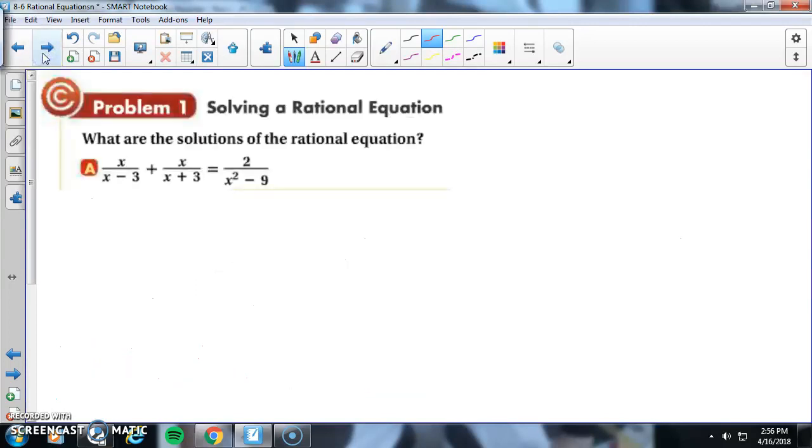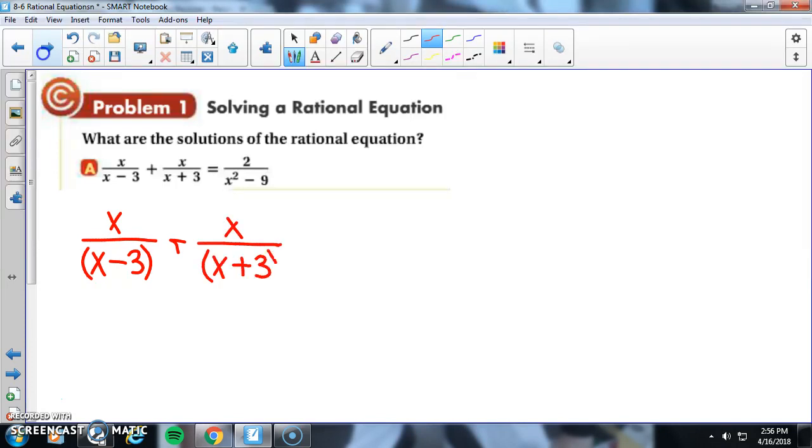So, we take our rational equation and factor. We cannot factor our first fraction, but I'm going to put it in parentheses so I know that that is one factor, plus x over x plus 3 is equal to 2 over x plus 3 times x minus 3, because that is a difference of squares.